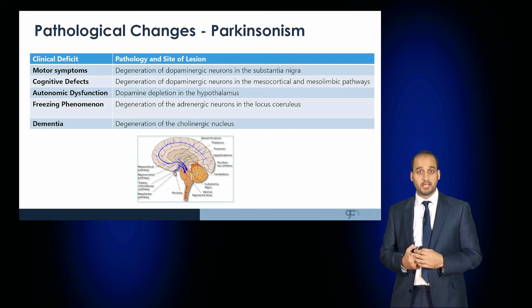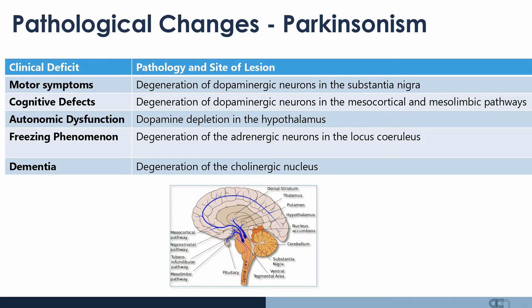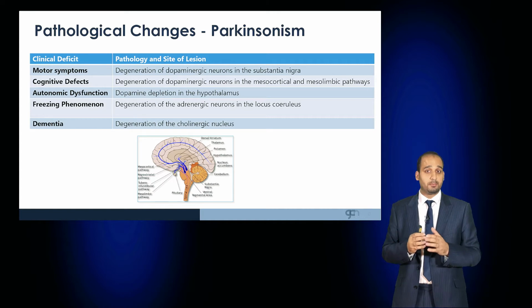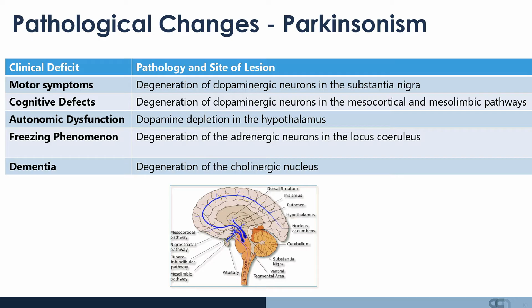The motor symptoms occur due to degeneration of the dopaminergic neurons in the substantia nigra. The cognitive defects arise due to the degeneration of the dopamine neurons in the mesocortical and mesolimbic pathways. The autonomic dysfunction occurs due to the depletion of dopamine in the hypothalamus. The freezing phenomena arises due to the degeneration of the adrenergic neurons in the locus coeruleus, and dementia can occur due to degeneration of the cholinergic nucleus.